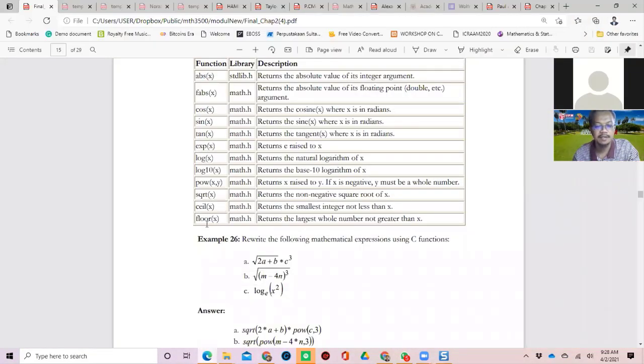Apa makna ceil dan floor ni susah nak imagine kalau saya explain. Okay, sebelum saya run dalam C, now saya bagi contoh. Ceil 2.3, the return value is the smallest integer not less than x. X is 2.3. So what is ceil 2.3?